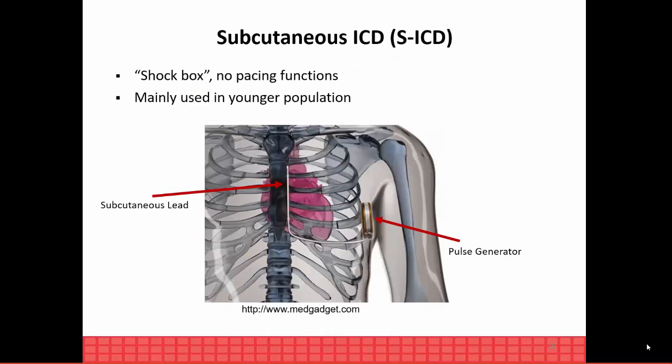There's another type of ICD out there called a subcutaneous ICD. There are a few manufacturers now. And this is just a shock box, basically. It has no pacing functions. You'll see this in the younger population that have various arrhythmias such as Brugada or long QT syndrome.